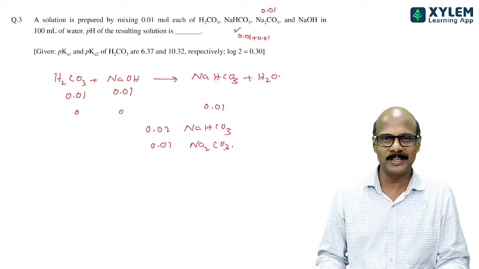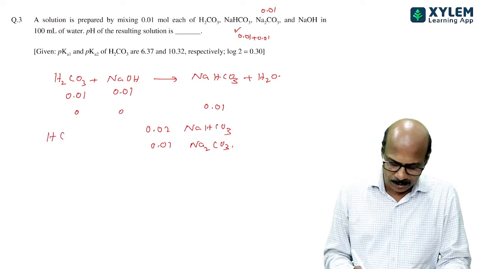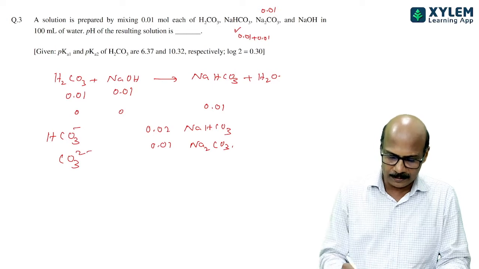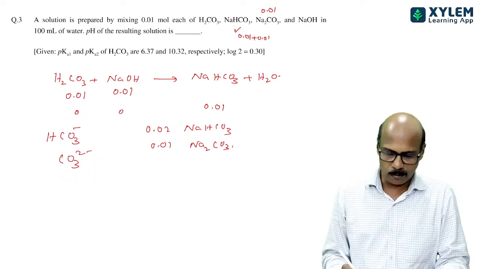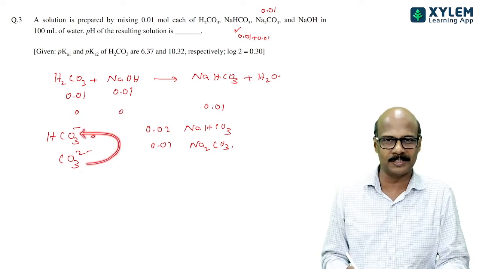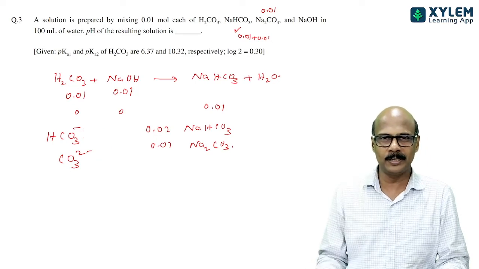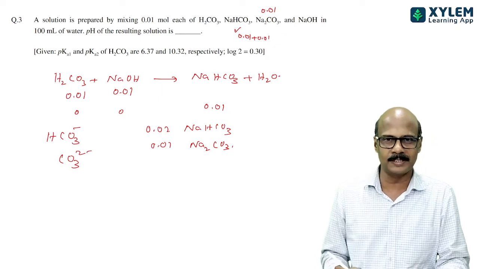What does it mean? You have now obtained an acidic buffer because the solution contains bicarbonate ion and carbonate ion. That means you are getting a conjugate acid-base pair in the solution. All of you know the conjugate acid of carbonate is bicarbonate. If a system contains a conjugate acid-base pair, you will call it an acidic buffer. Now the system is an acidic buffer.